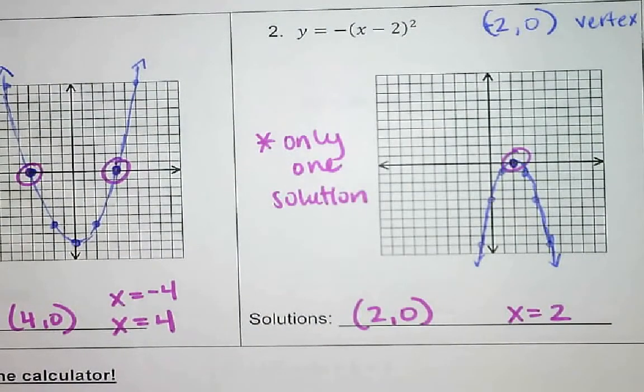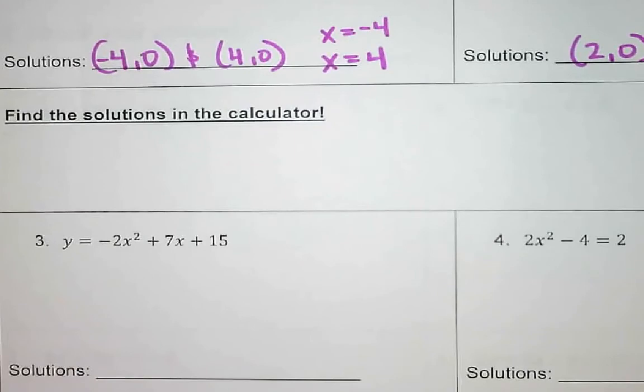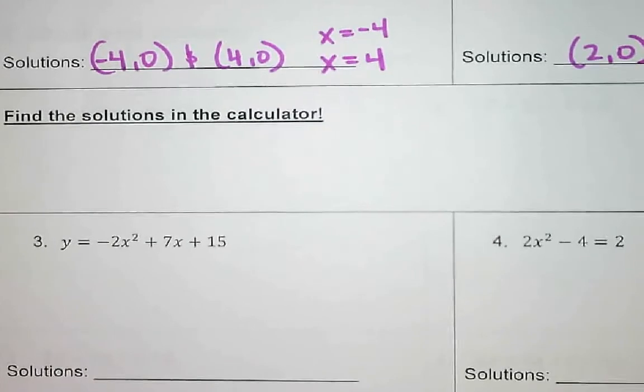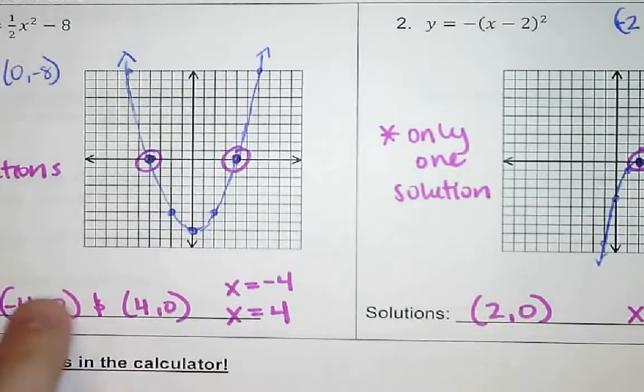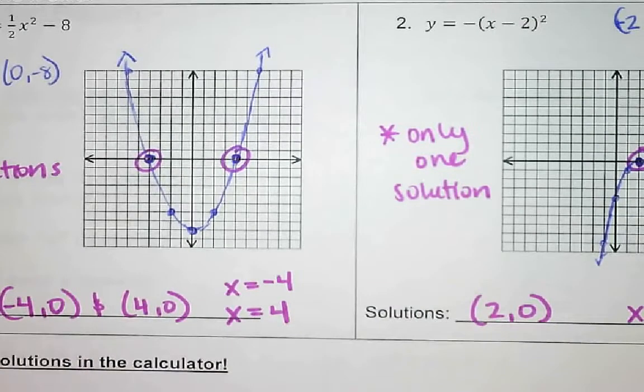Okay. So now, guys, we are going to find our solutions in the calculator. On this particular one, we found our solutions, but they were nice, clean, and easy solutions. You could find them really easily in the table. On these next problems, they're not necessarily going to be clean and easy. They could be, but they might not necessarily be.